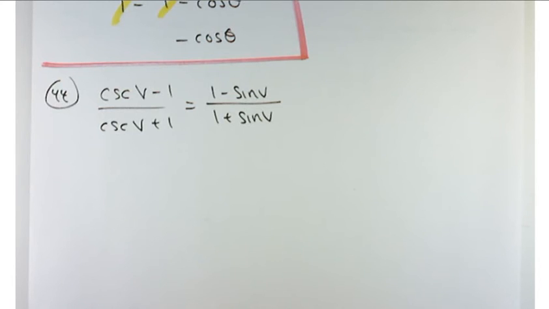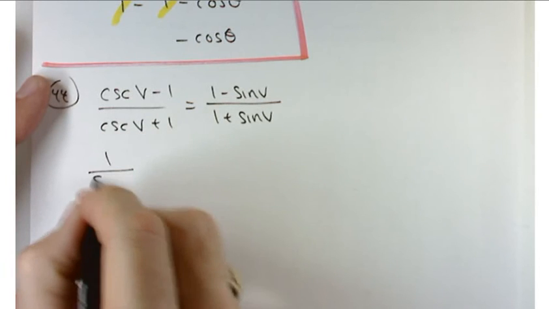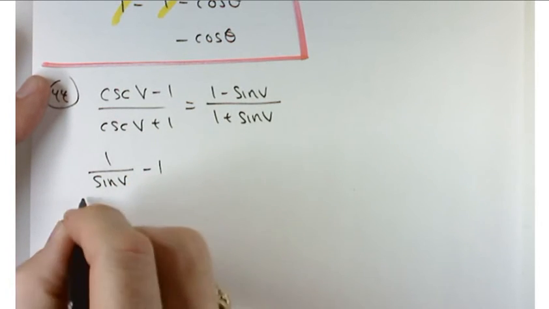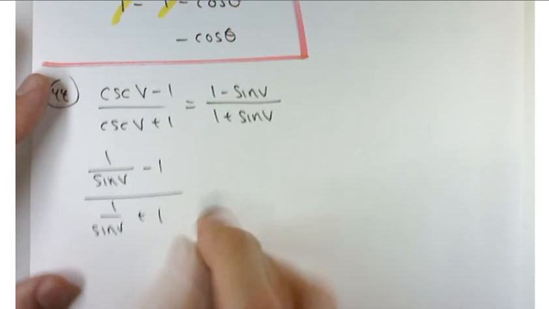Any ideas? What side do you want to work with? I would think the left. The left? Yeah, I would probably go with the left because a cosecant seems more involved than a sine. Okay. Jeff, any ideas? All right, let's turn it into terms of sine. So (1 over sine of v minus 1) over (1 over sine of v plus 1). Okay.